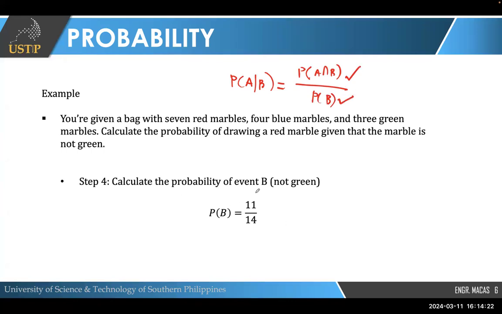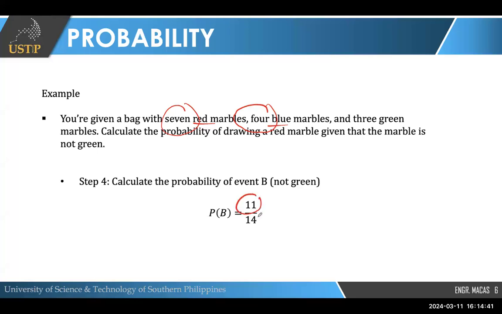Probability of B class is the probability of drawing a marble that is not green. Pila man kabuok ang not green karon. So kailangan nimo siya i-identify. Ang not green is red o blue. 7 plus 4 mao nang nakay 11. And then i-over na to sa total so that we get the proportion. So that means the probability of drawing a marble that is not green is 11 over 14. Okay. So, okay na na.